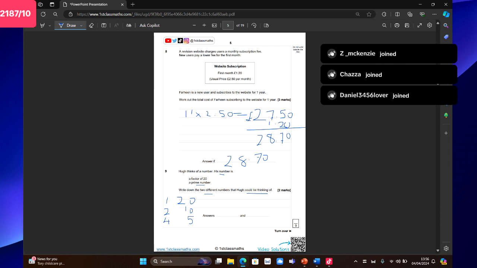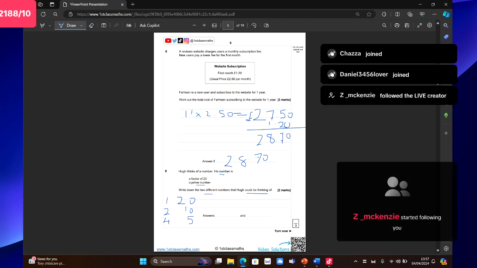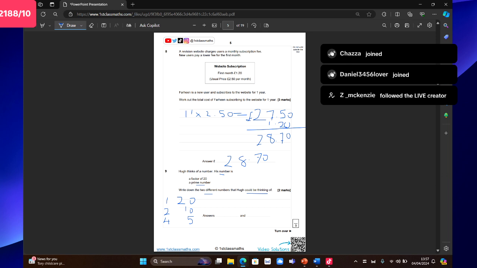And anyone know what a prime number is? A prime number is a number that has two factors, one and itself. One is not a prime number. Okay, that's a really common mistake.